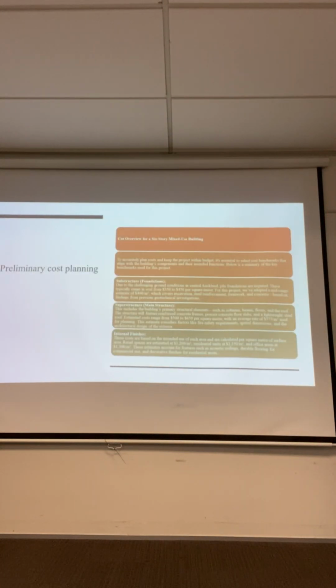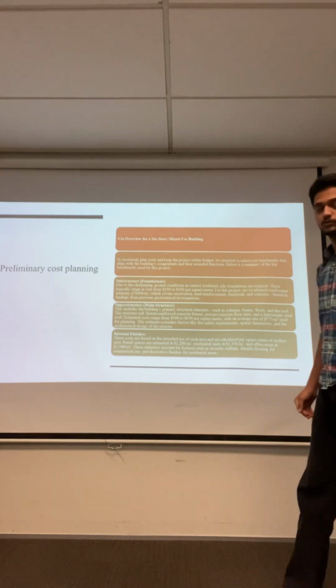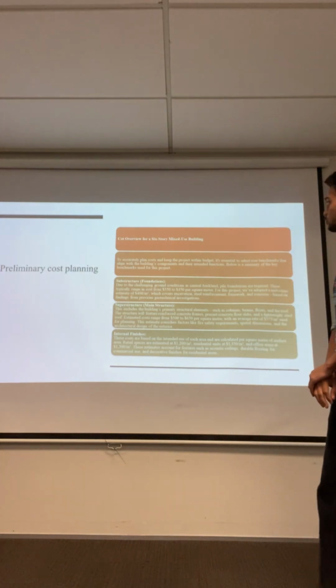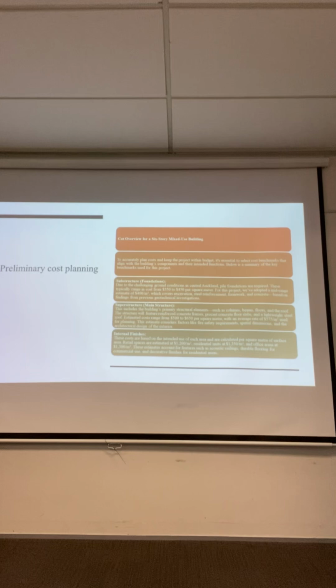The first one is the definition of preliminary cost planning. Cost overview for a 6-storey mixed-use building. To accurately plan cost and keep the project within budget, it's essential to select cost benchmarks that align with the building's components and their intended functions. Below is a summary of the key benchmarks used for the project. First one is the substructure foundation.